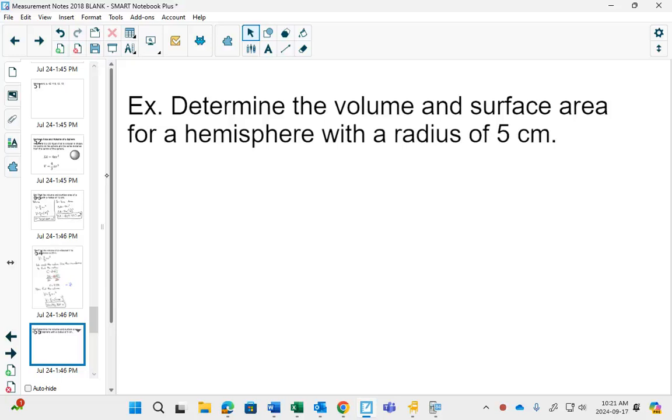Take out your formula sheet and see if hemisphere is listed as a formula. Oh, I'm going to leave a little space in the middle here. I'm going to draw a hemisphere for you.